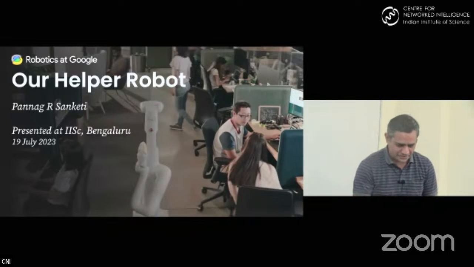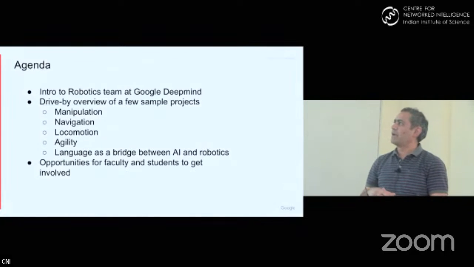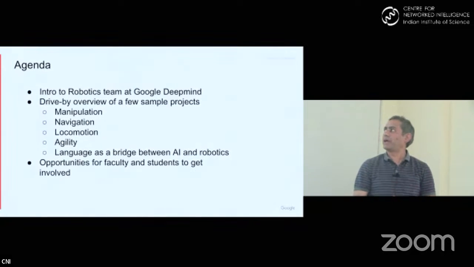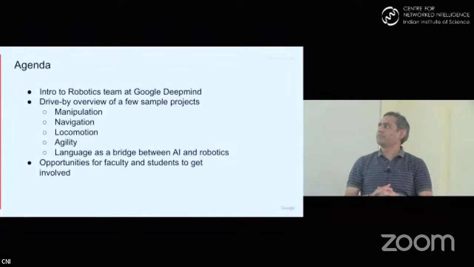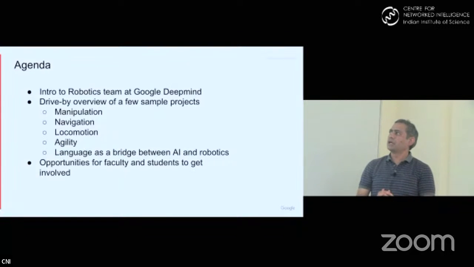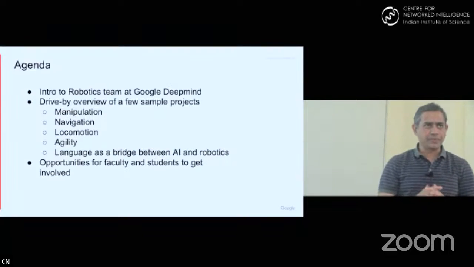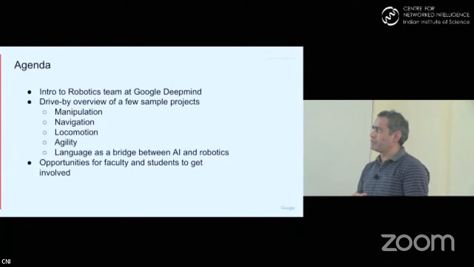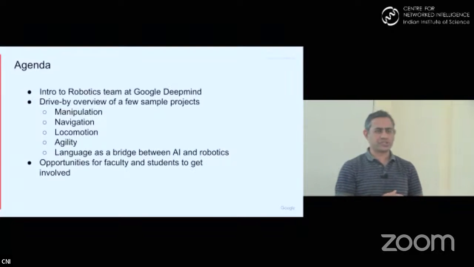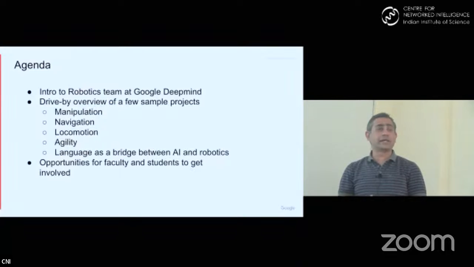Let's get started. So here's what we're going to cover for today. Basically, I'll give an introduction to the robotics team at Google Deepmind. Then I'll give a drive-by overview of a few sample projects at Google Robotics, covering manipulation, navigation, locomotion, agility, and also language as a bridge between AI and robotics, which has been a big thrust for us recently. And then towards the end, I'll touch on the opportunities for faculty and students to get involved.